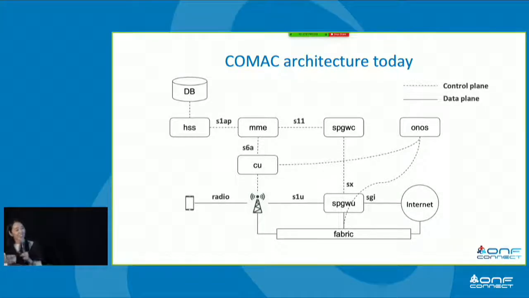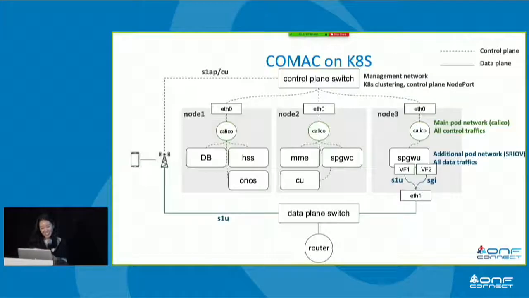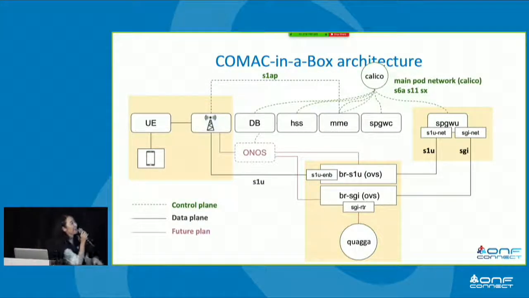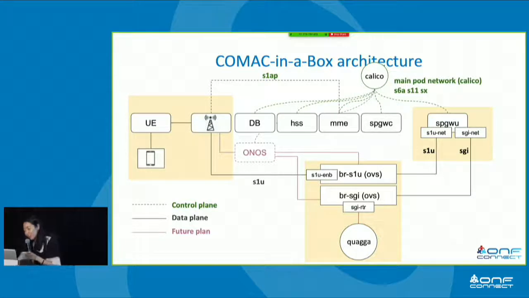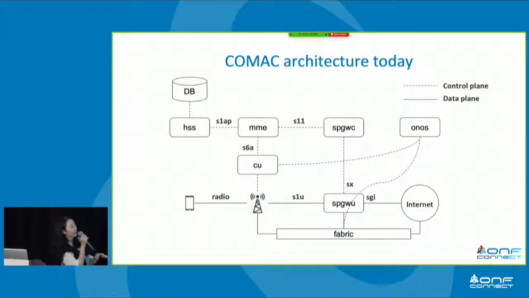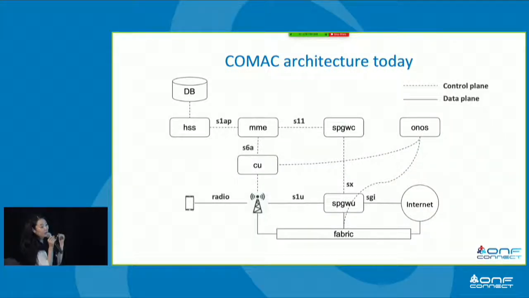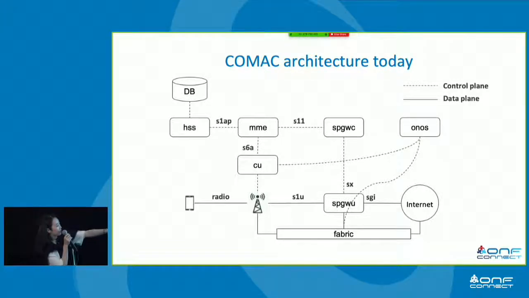Yeah, I was going to explain that. Sorry. This is the COMAC-In-A-Box architecture. In the previous installation, we didn't install this RAN part. We just installed HSS, MME, and the EPC part, and then Fabric, and the COMAC platform, and there was hardware for the UEs and eNodeBs.